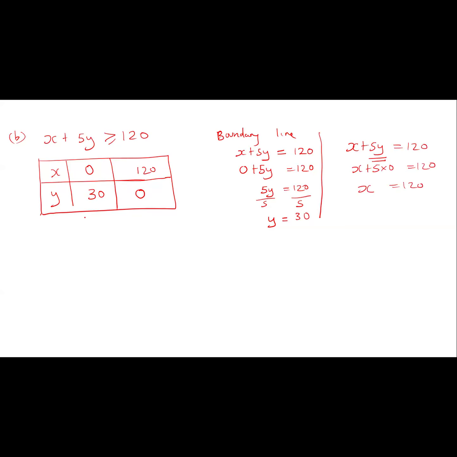Then after, extract your coordinates. Don't forget to extract your coordinates. So this is 0, 30, and then I have 120, 0. So that is how you do it. You don't need to have very many coordinates.